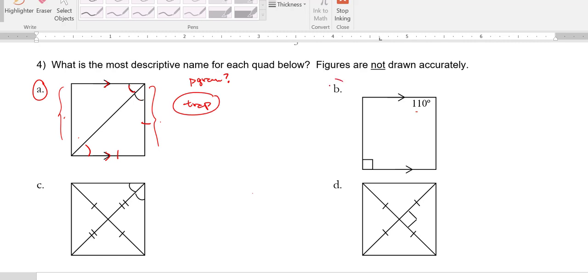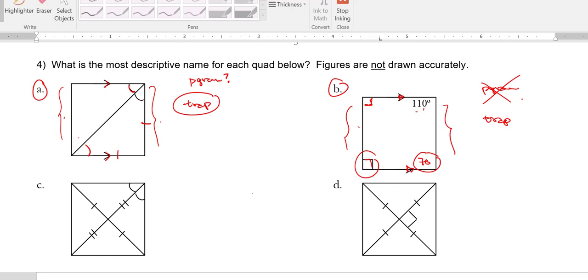Letter B here is, okay, these are parallel to each other, which means this has to be a right angle here, right? These two have to be supplementary, and so this has to be a right angle. This is 110 degrees, this has to be supplementary, so this is going to be 70 degrees. And I can already see that because these aren't supplementary to each other, these two sides can't be parallel to each other. So it's not a parallelogram. So it's going to either be a trapezoid or a kite.